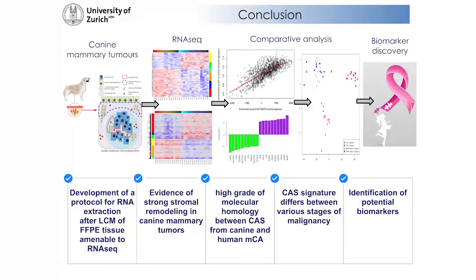So, to sum up, we have demonstrated that different cancer-associated stromal signatures in various stages of malignancy exist and have identified a set of disease-modulating components whose function should be studied in further detail.